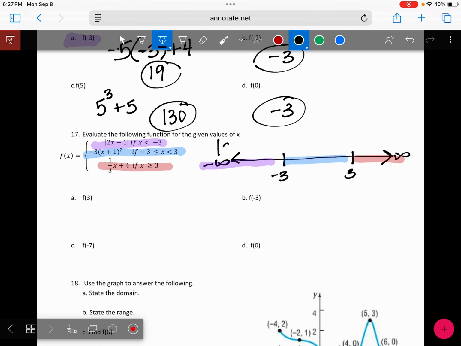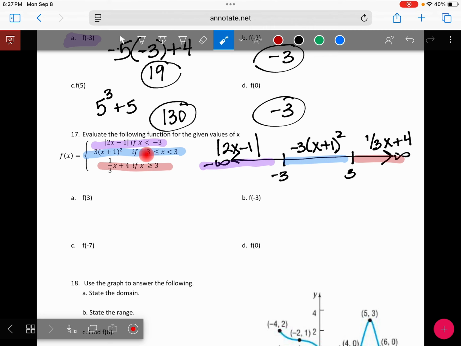Okay, so this is just the absolute value of 2x minus 1. This one is -3 times (x plus 1) squared. And this is 1/3 x plus 4. Okay. So we got 3. Both of these numbers are on the fence. We got to figure out who owns that fence. -3.